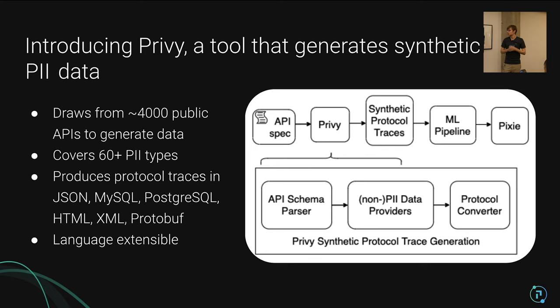So what does this look like? Well, Privy as a tool generates data from API specifications. So there's an open directory of about 4,000 APIs, everything from Amazon to Stripe. And I look through those schemas and essentially match each of the parameters within them to specific PII and non-PII data providers. So this gives us a labeled data set. And then these API payloads are converted to specific protocol trace formats that Pixie collects. So say we have SQL, JSON, XML, HTML, all these sorts of protocol traces. All right. So we have the synthetic dataset.